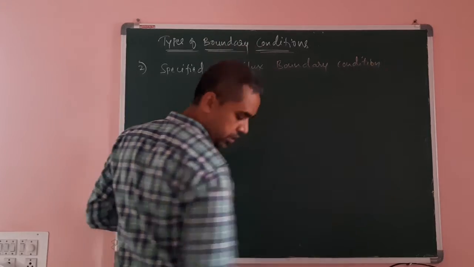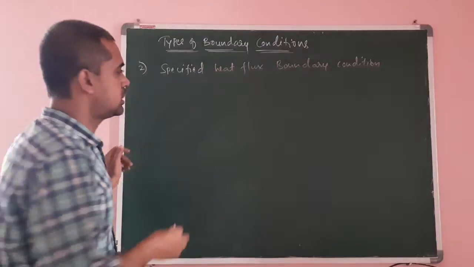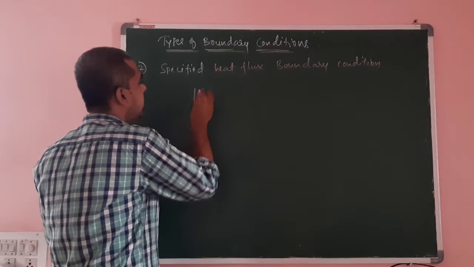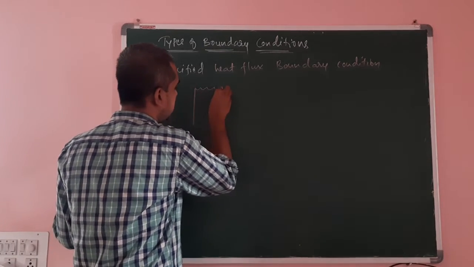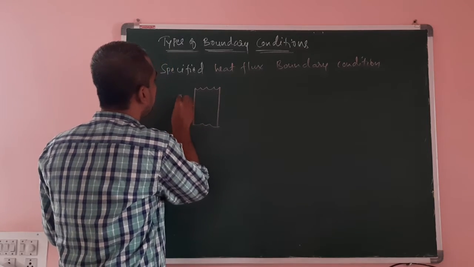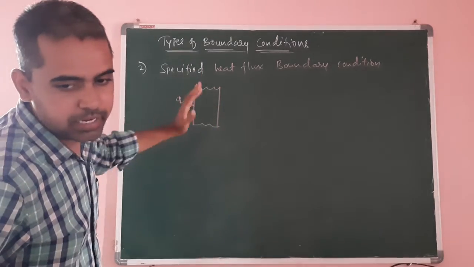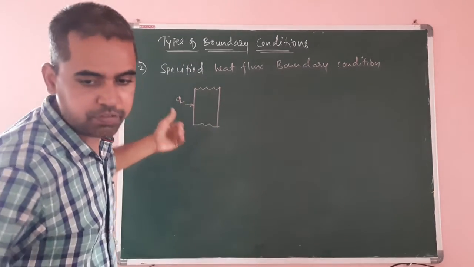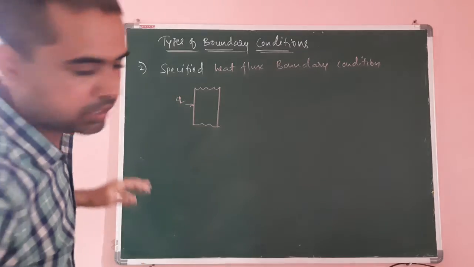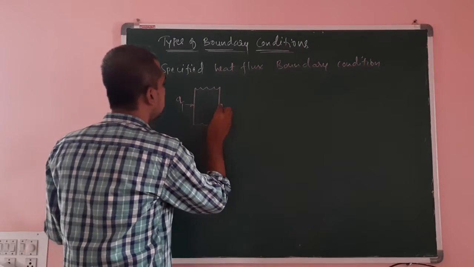Specified heat flux boundary condition. How to write this one? Suppose it is like this: heat flux means heat transfer per unit area. Q is the heat flux. At x equal to 0, Q is the heat flux, that is the specified heat flux boundary condition, or Q is equal to Q1. At x equal to 0, Q is equal to Q1.